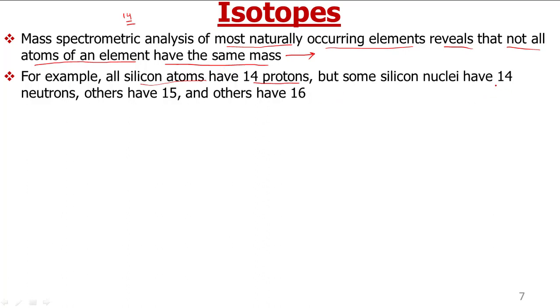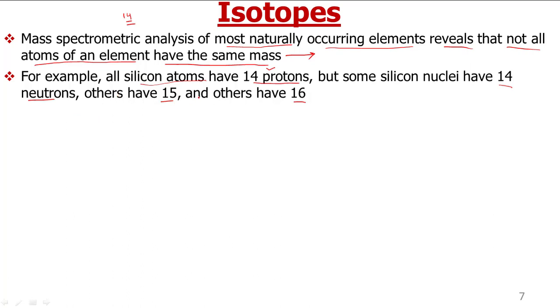But when these nuclei were observed with the help of mass spectrometry, it was found that three different types of silicon atoms were obtained: some with 14 neutrons, some of the atoms have 15 neutrons and some of the atoms have 16 neutrons. Although the atomic number for these three atoms is the same, 14, like I said, the atomic number is constant for an element. If we change the atomic number, the element changes. Now the element is silicon, so its atomic number will remain the same, but the number of neutrons is different.